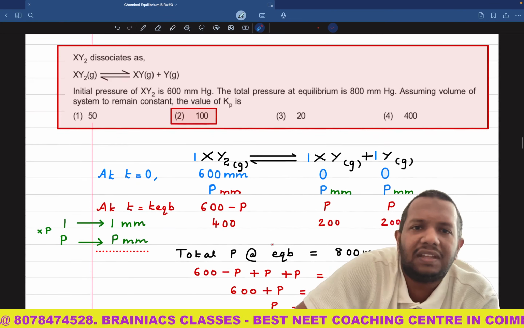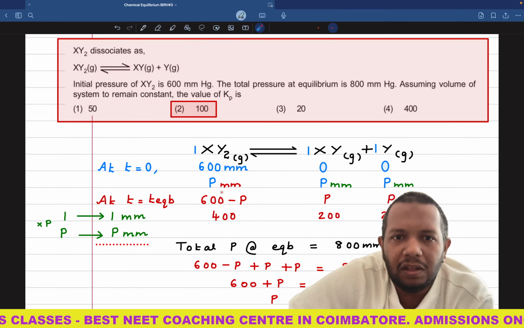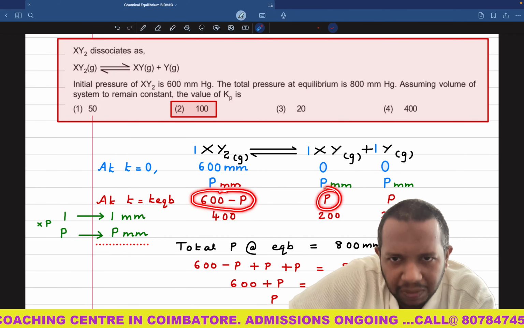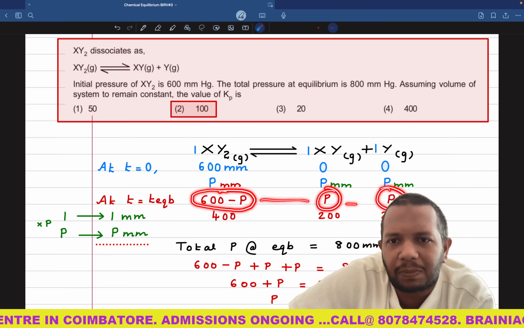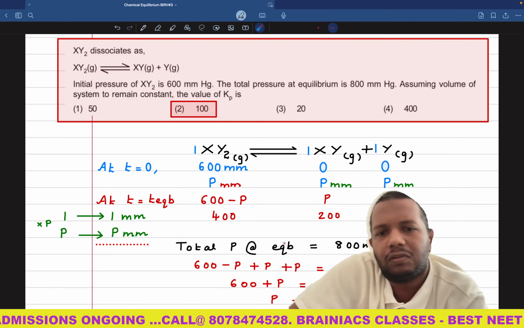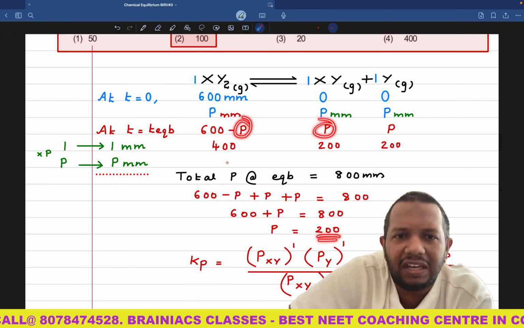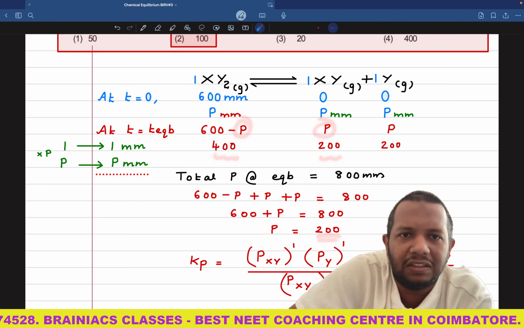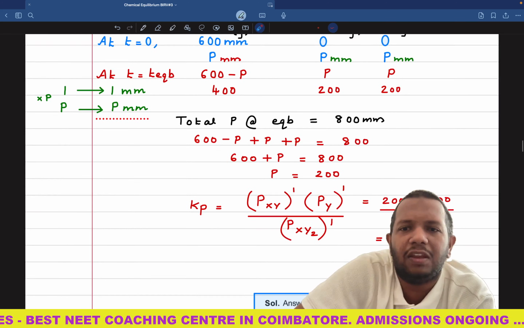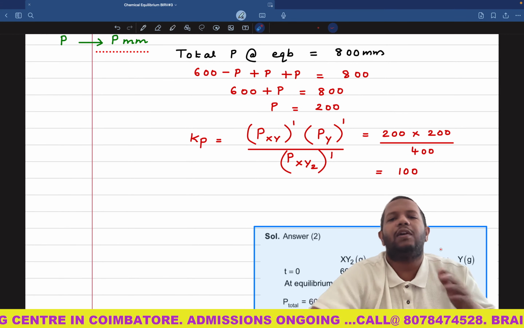Now it's given in the question that at equilibrium the total pressure is 800 mm. So total pressure is generated by 600 minus P, this P and this P, because these many units are present in the medium. So adding this is equal to 800. From that we will get the P value, then substitute here, then you will get the actual pressure caused by these particular molecules at equilibrium. Substitute in the Kp expression, then you will get Kp. Okay, I hope you understood.